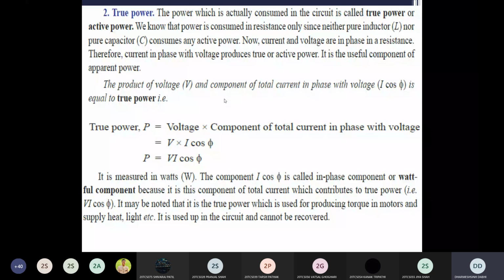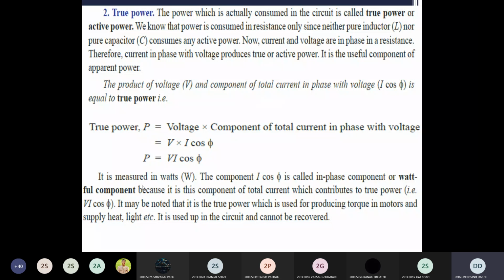Yes. So this true power, that is P, is equal to what? V into I cos phi. The product of voltage and the component of the current that is in phase with the voltage, which is I cos phi. So what is the unit of this active power? That is watt.